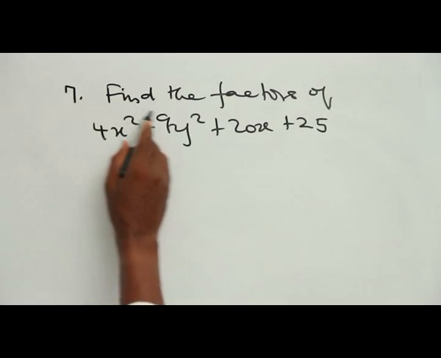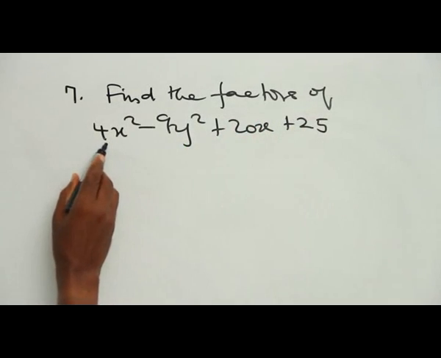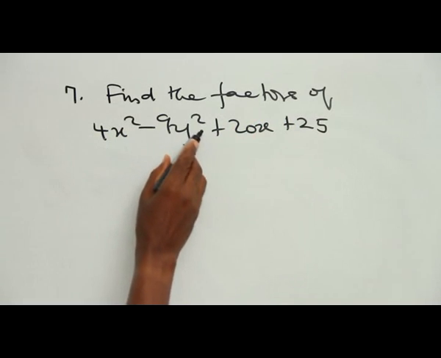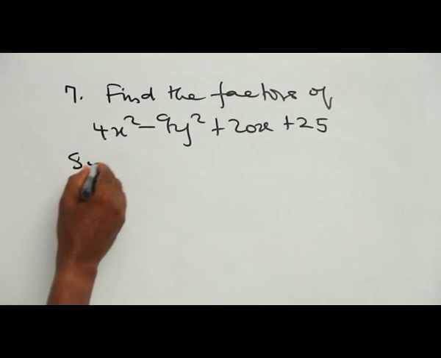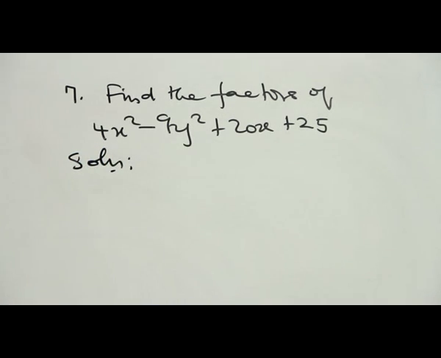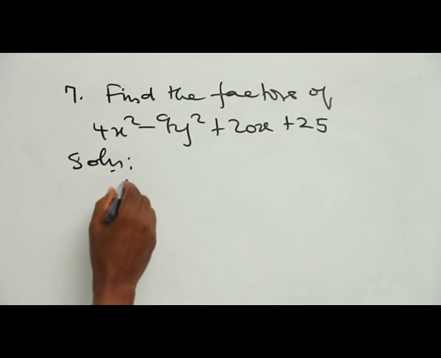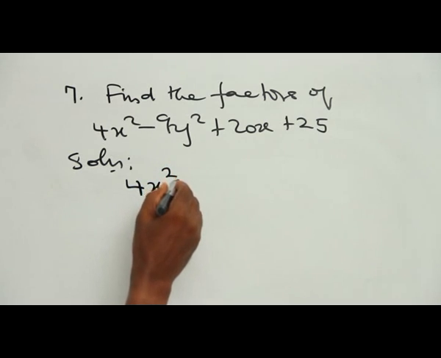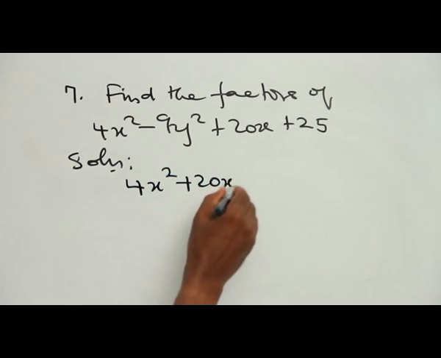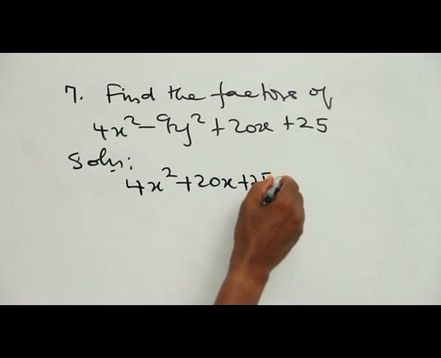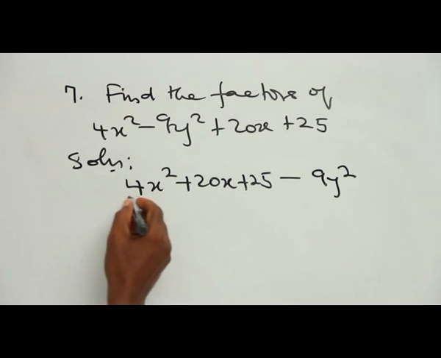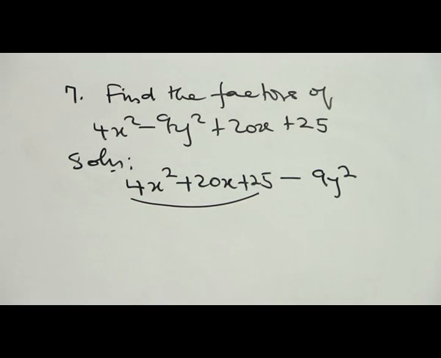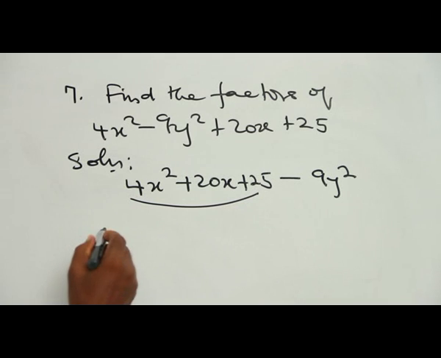Number 7. Find the factors of 4s squared minus 9y squared plus 20s plus 25. Solution. This type of problem you need to rearrange. And this rearrangement is as follows. You have 4s squared plus 20s plus 25, then minus 9y squared. You need to write this one as a perfect square. And how do we do that?